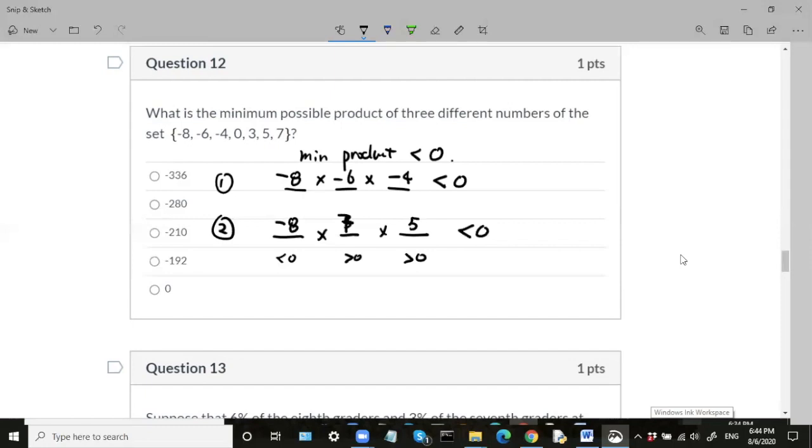So it is obvious we don't even need to multiply all of them. Negative 8 times 7 times 5 should be less than negative 8 times negative 6 times negative 4, because 35 is actually greater than 24, but it's a negative number. So this number would be less than this number, the product. So let's just multiply this number, that is negative 280. So our answer is B, negative 280.